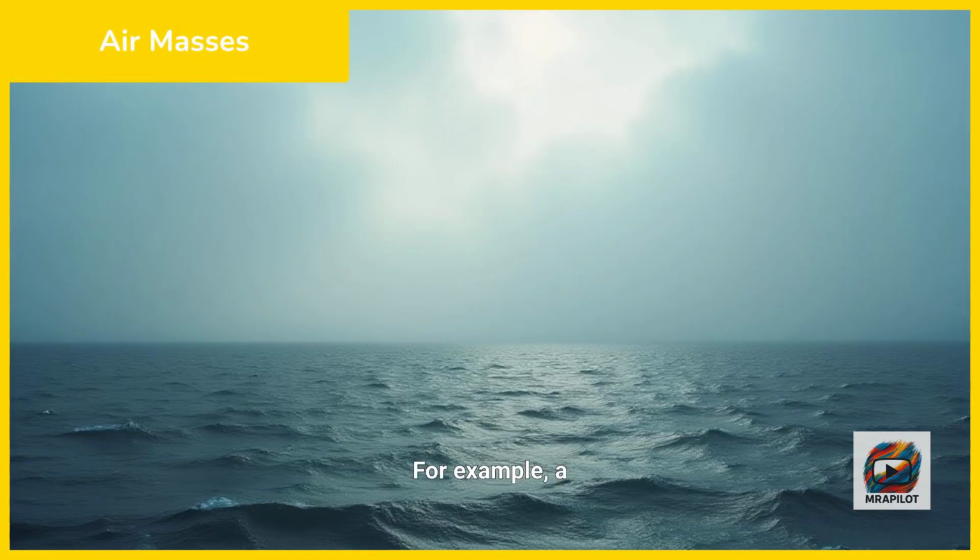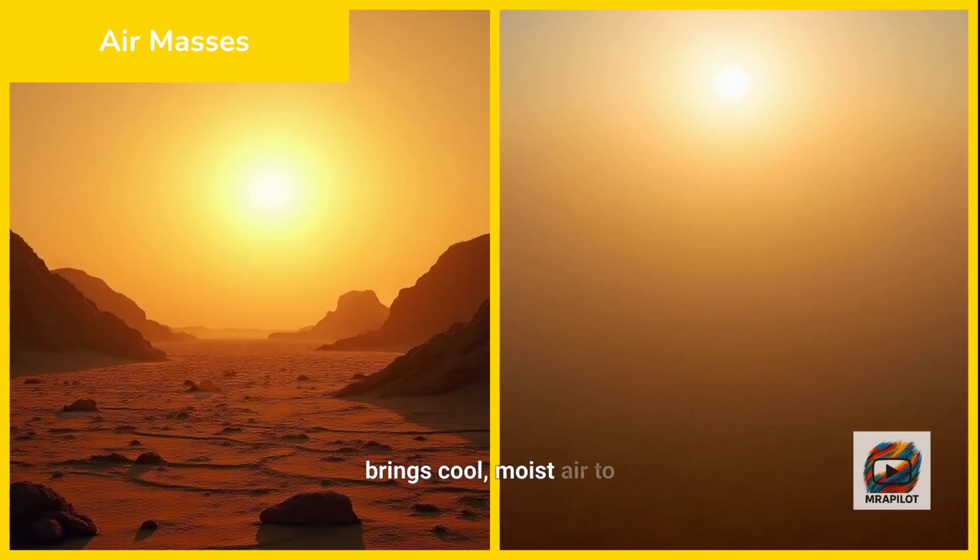For example, a maritime polar, MP, air mass from the North Atlantic brings cool, moist air to Western Europe: clouds, drizzle, and low ceilings. A continental tropical, CT, mass from North Africa, hot and dry, is often linked to haze and thermals.